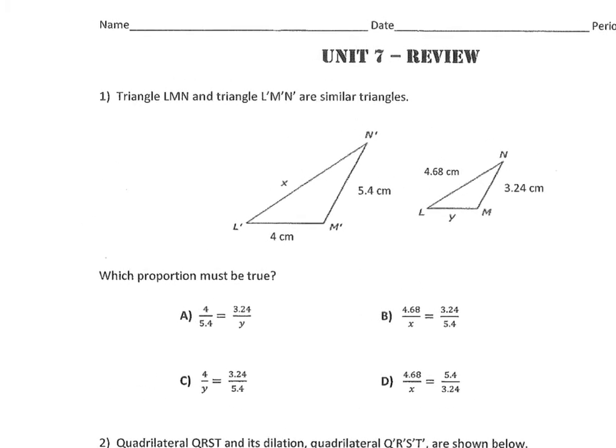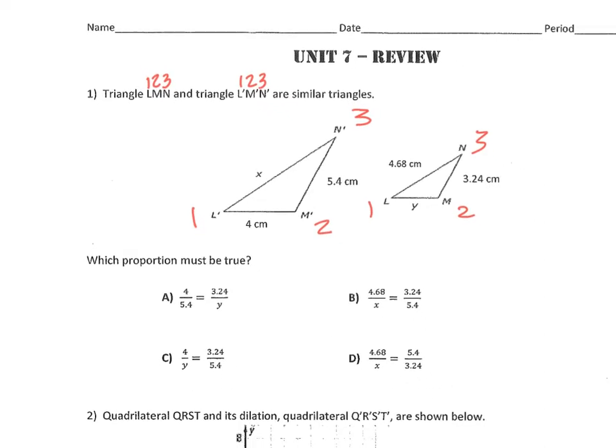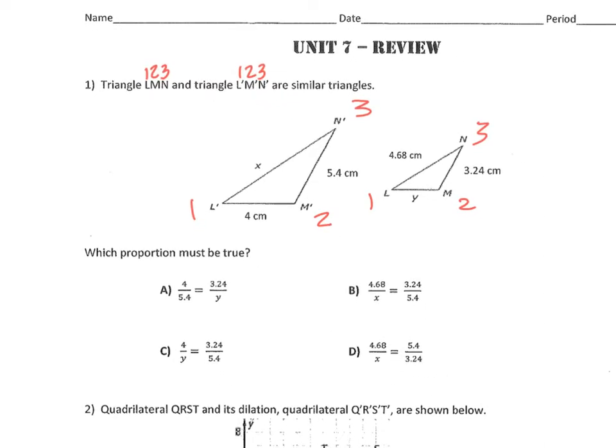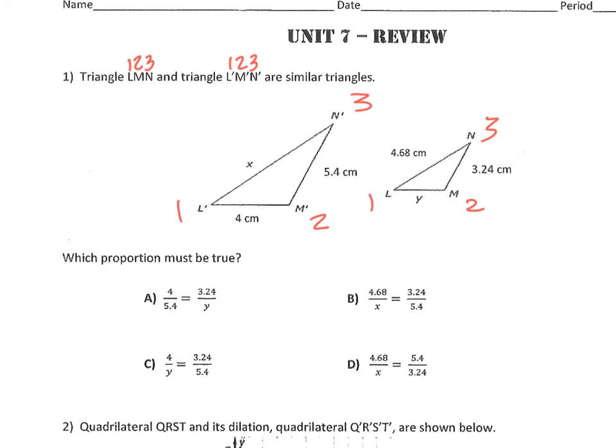Okay, so triangle LMN and triangle L prime, M prime, N prime are similar. So you can label these 1, 2, 3, and 1, 2, 3. Then when you get down here and you look at those side lengths, you just have to put the numbers that we labeled those vertices. So which proportion must be true?